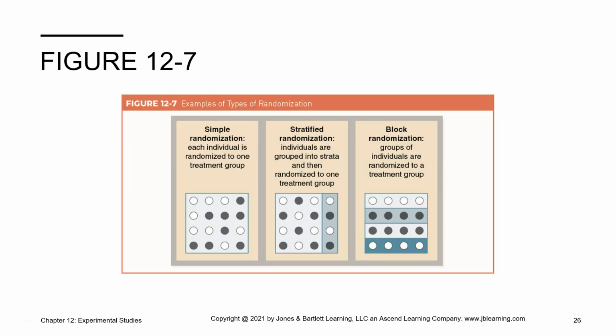And so here's just an example of these different types of randomization. So simple randomization, each individual is randomized to one of the treatment groups. Then stratified randomization, here you have a block separated here and then randomized from there. And then block randomization, here is separated based on different characteristics. So everyone within that group is in the control, and everyone within that group is in the treatment.